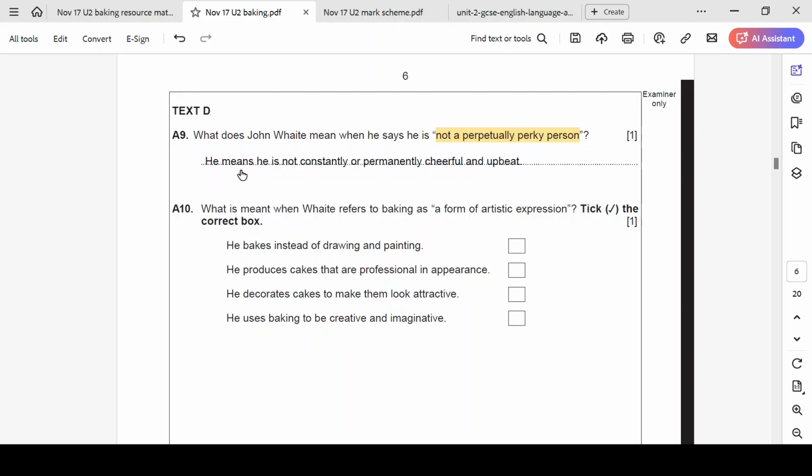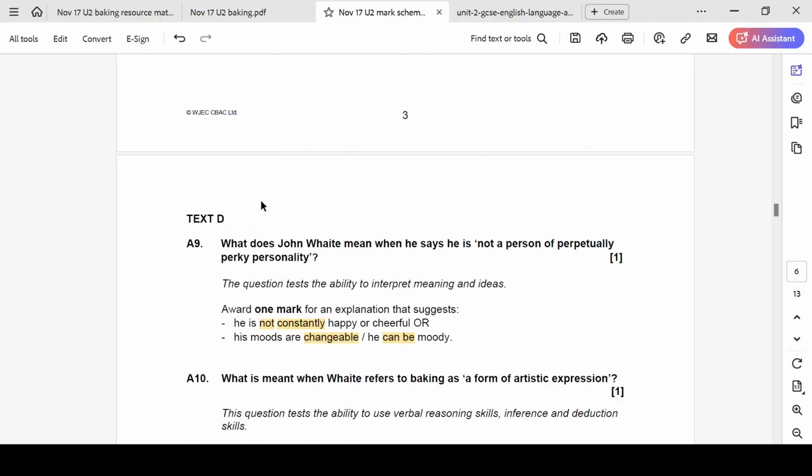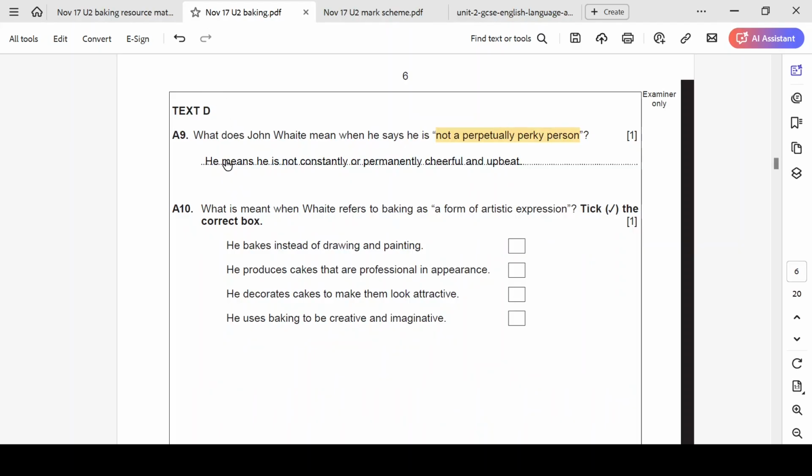And again, there's a million different ways of writing this. The examiners have got to accept a massive range of potentially perfectly correct answers that would all be written slightly differently. The mark scheme says 1 mark for he's not constantly happy or cheerful, or his moods are changeable, he can be moody. So this one here is close to what I've written, isn't it? He's not constantly happy or cheerful. And I've written he's not constantly or permanently cheerful and upbeat. That's close enough. That would get a mark.